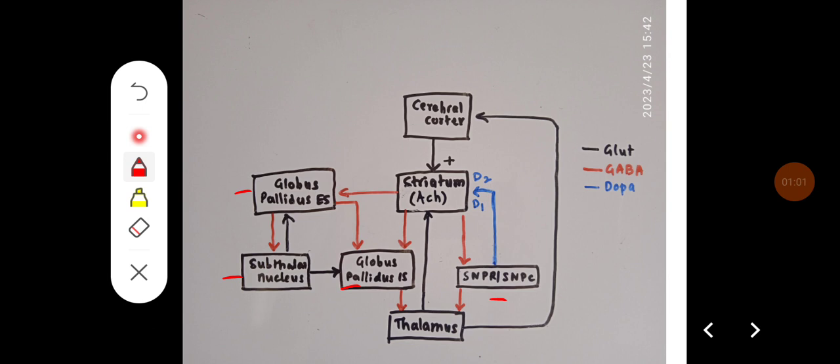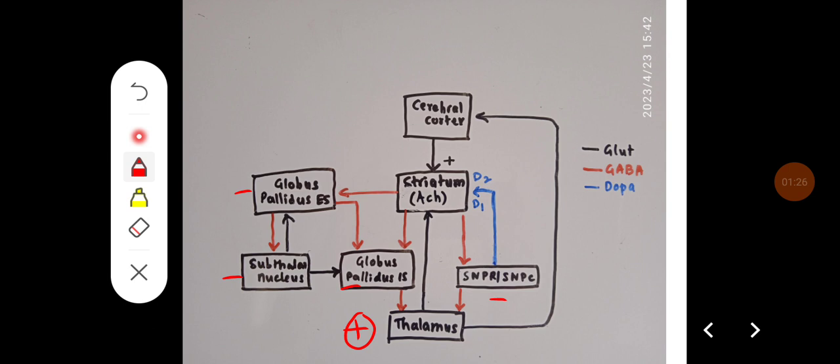In direct pathway or loop, when corpus striatum is excited, it is going to inhibit globus pallidus internus. Globus pallidus internus in turn inhibits the thalamus. That is, inhibition of inhibition is called disinhibition, and the thalamus is excited because of the direct pathway or loop.